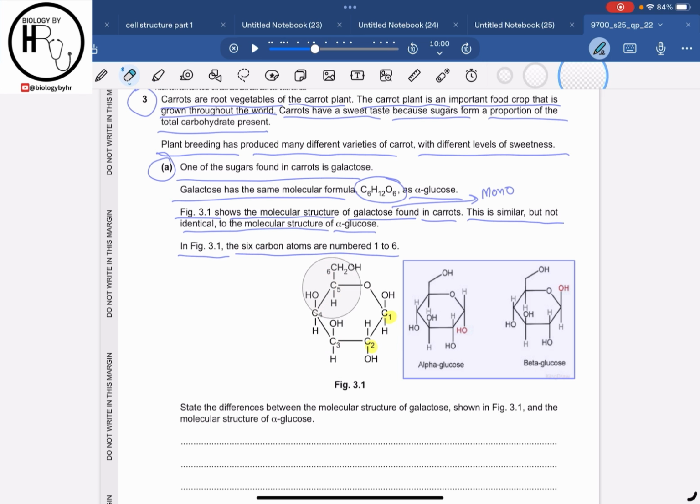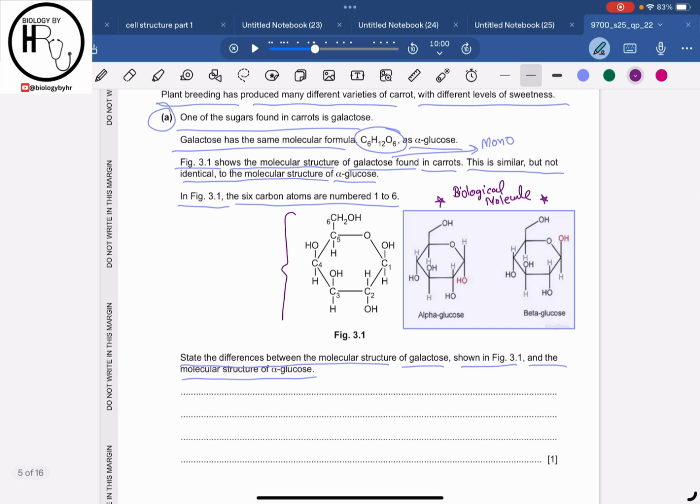Now what they are basically asking us to do in the question is to state the differences between the molecular structure of the galactose shown in figure 3.1 and the molecular structure of the alpha glucose. Now in your syllabus you must know the structure of alpha glucose and the structure of beta glucose, and you must have studied it in the chapter on biological molecules. You must remember its structure. It is not a very difficult structure. Now they have given you the structure of the galactose and they have asked us to tell the difference between the alpha glucose and the galactose.